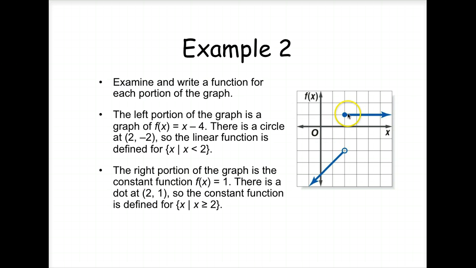Let's look at the other one, the right portion of the graph. We've got a closed circle. So there is a constant function at 1, right? 2, 1. So when x is 2, y, it doesn't matter what x is. Y is always positive 1. So we've got a constant function, f of x is equal to 1. So there's a dot at 2, 1. And the constant function is defined as x such that x is greater than or equal to 2.